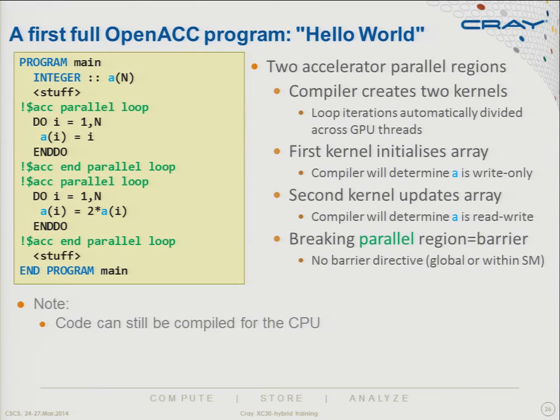So let's double the values of an array, since we've already shown you how to do it in CUDA. So what do I do? You say, well, here's my array. I mean, this is written in Fortran. It could have been written in C. Here's my array. I'll initialize it. So I'm going to initialize it on the GPU. And then I want to double the values, and I'll do that on the GPU. So I basically just say parallel loop, parallel loop. Because I've broken the parallel region here, there is a barrier. So I know that this will have finished before it starts doing that, because I don't want a race condition.